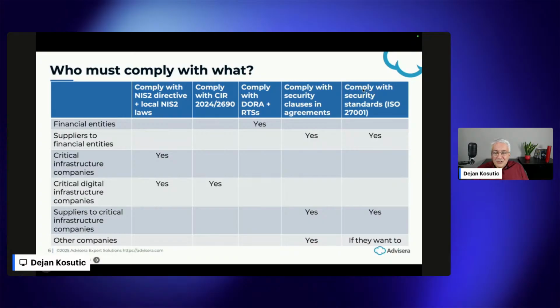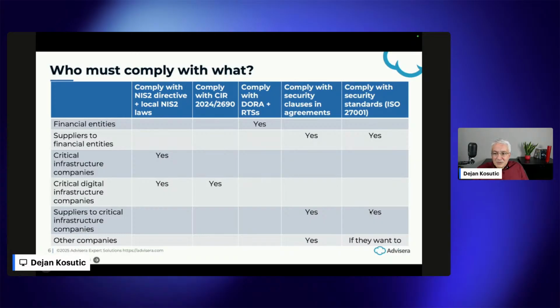And then you have this last column, which companies need to comply with security standards. Now, if you are a supplier to financial entities, then you have to comply with not any, but some security standards. Typically, this will be ISO 27001. DORA does not say which security standard you have to comply with, but it does say that suppliers to financial entities must actually comply with security standards. And ISO 27001 is the most logical choice because it's something that is most common. This is the most common cybersecurity standard.